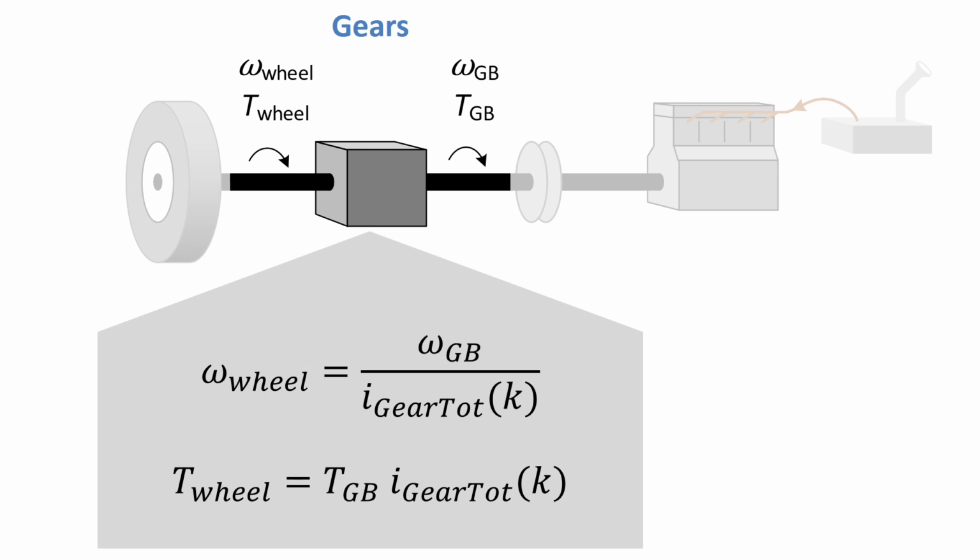The output speed omega wheel equals the input speed omega gearbox divided by the total gear ratio I gear tot. As the gearbox has several selectable gears, the gear ratio has different values for different gear number k. The torque out T wheel equals the torque in T gearbox times the total gear ratio.